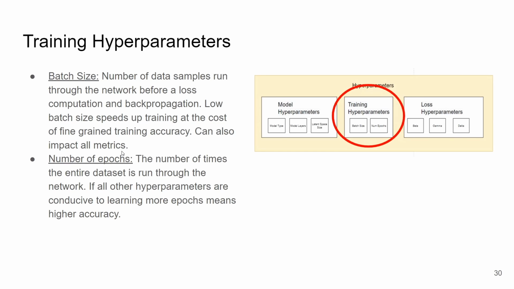The number of epochs is basically just how many times you pass the data set through. If all the other hyperparameters are good, more epochs is always going to be better. It's going to yield better accuracy. But if they're bad, you risk overfitting. You can potentially screw things up, and accuracy can actually go down. You can overfit significantly if you do too many epochs, right?